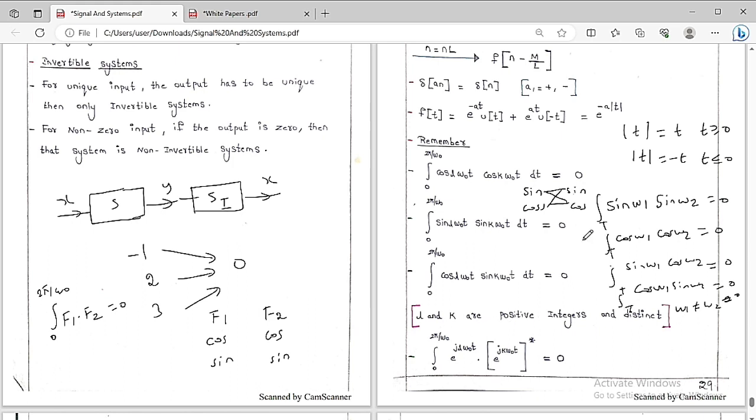So finally I can say whenever two frequencies are different and you are doing the product, where one is sin or cos and the other is sin or cos, and if you do the integration over one time period, its value is equal to 0. Both should be different frequencies.